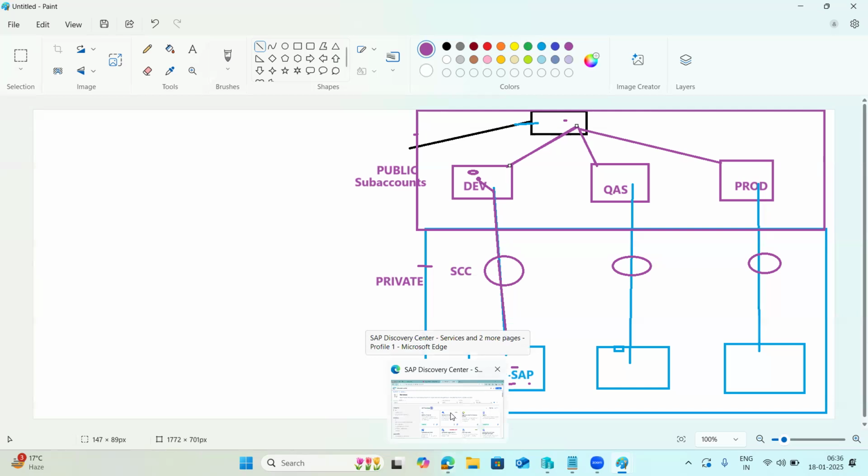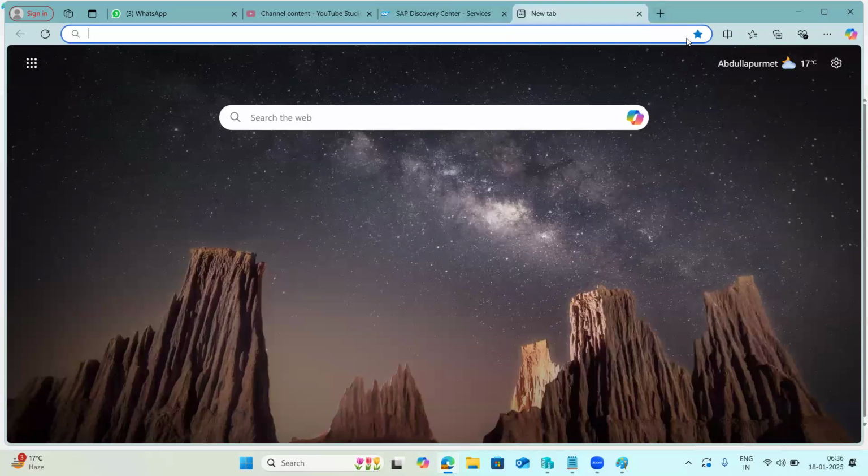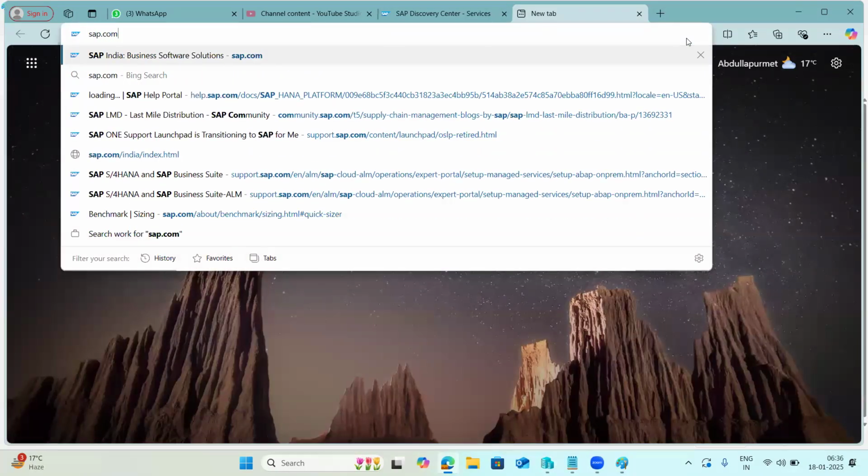To get the global account, you need to log into sap.com. Okay, just go to sap.com here.